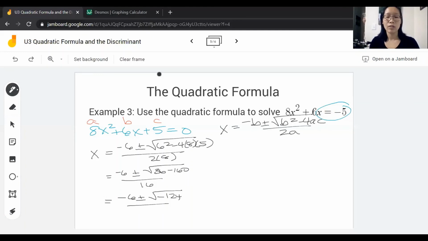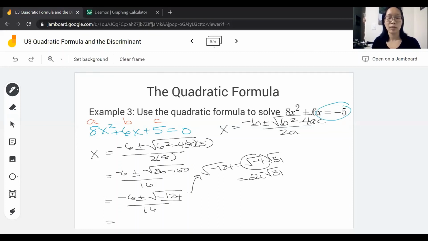I can rewrite the square root of negative 124 as the square root of negative 4 times the square root of 31. And when I simplify, the square root of negative 4 is 2i, and my 31 stays under the radical. This becomes negative 6 plus or minus 2i root 31 over 16. And since all my terms are even, I'm going to divide by 2, which gives me negative 3 plus or minus i root 31 over 8. And this is my final answer.